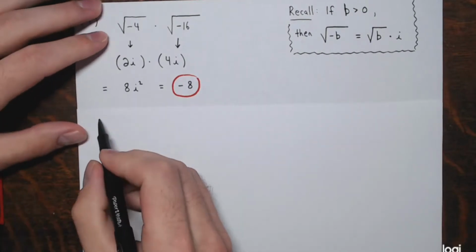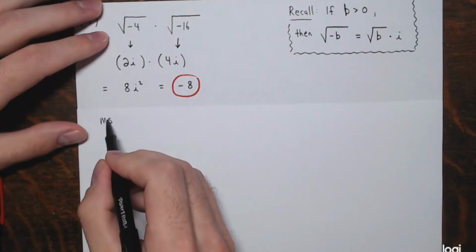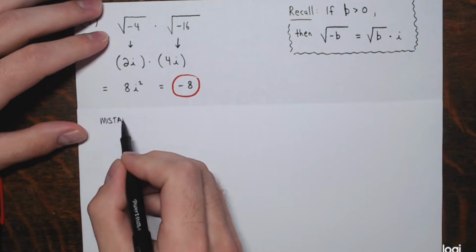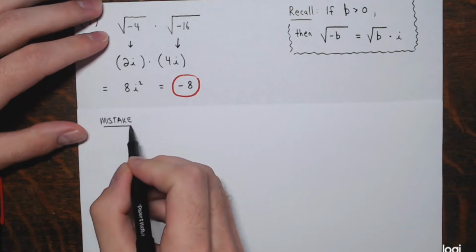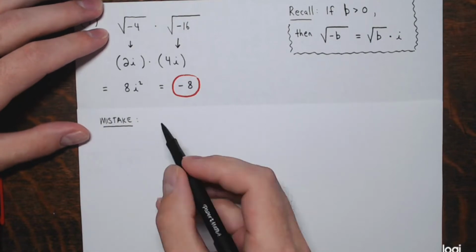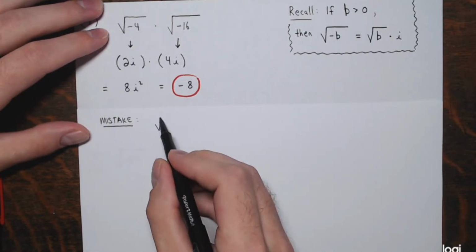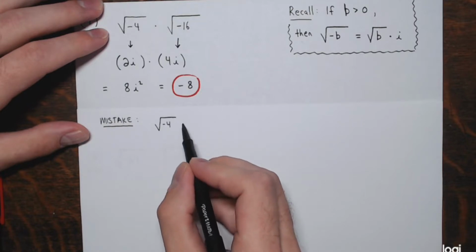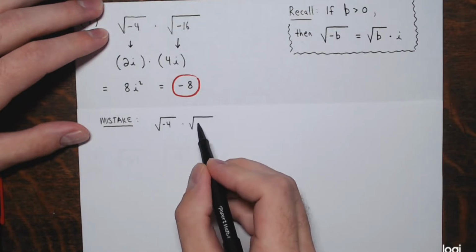So here's a mistake that would be quite often made with this kind of a problem. This is an error that I'm about to do. You take the square root of negative 4 times the square root of negative 16.